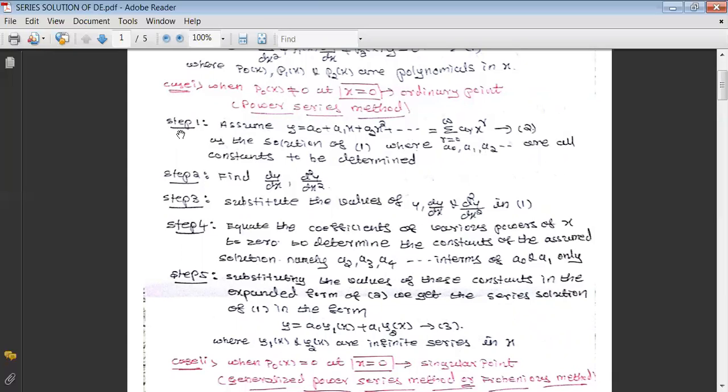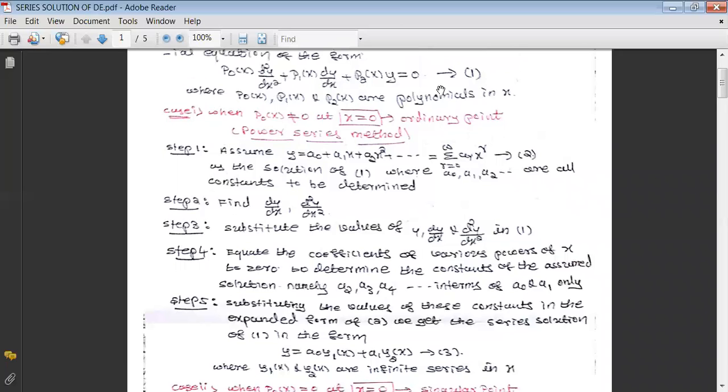The first step of the power series method states that we have to assume the solution of the differential equation 1 in the form y equal to a0 plus a1x plus a2x² and so on. The same thing in the form of summation: we assume the solution as y equal to summation r varies from 0 to infinity of ar into x raised to r. The differential equation we have considered is denoted as equation 1.